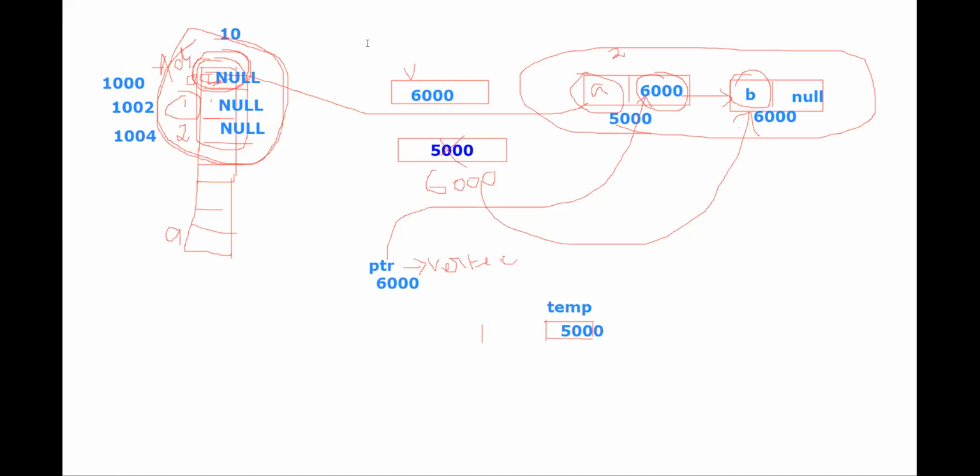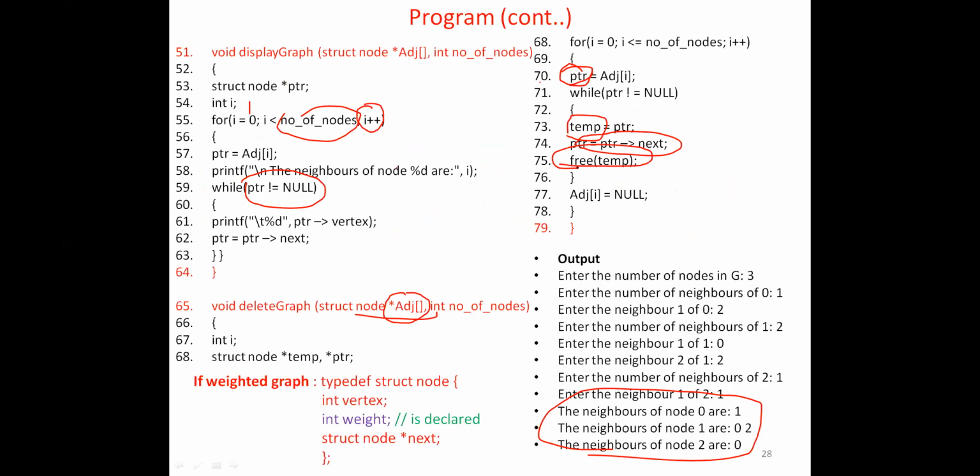Now this pointer is not pointing to the first node. It is pointing to the second node. Who is pointing to the first node? The temporary variable is pointing to it. Then I will call free temp. Then the first node is deleted. Then the while loop runs. Pointer is not equal to null? Yes, it is 6000 right now, 6000 not equal to null. So keep on deleting.